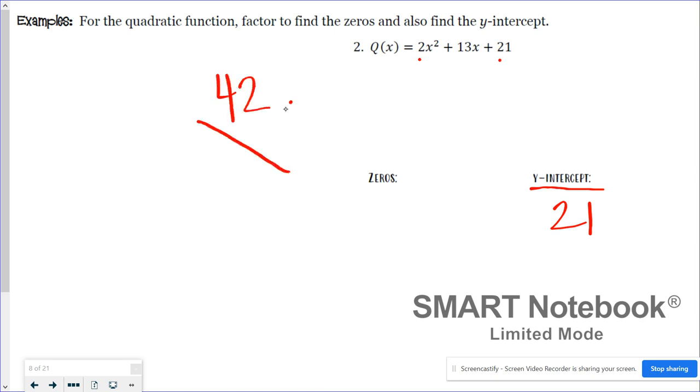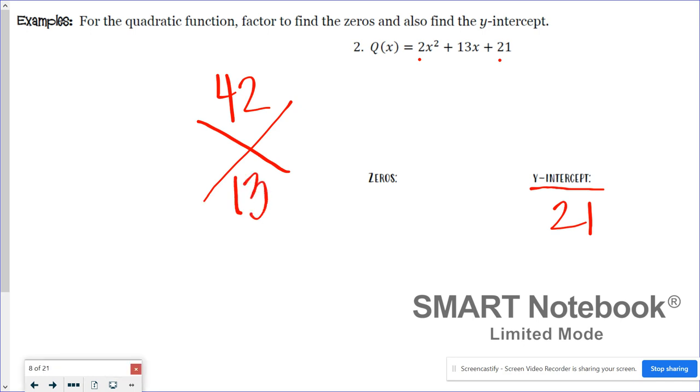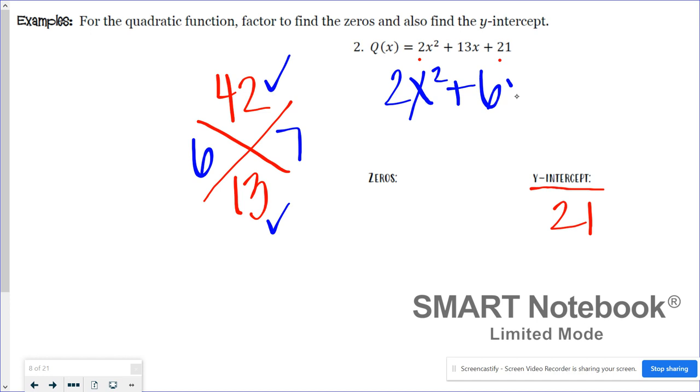And then I need to find the factors that add up to be the middle term, which is 13. So it has to multiply to be 42 and add to be 13. 6 times 7 does indeed multiply to be 42 and add to be 13. So now I'm ready to replace my middle term with my two x factors. So I'm going to have 2x squared plus 6x plus 7x plus 21. And then I'm going to factor by grouping.